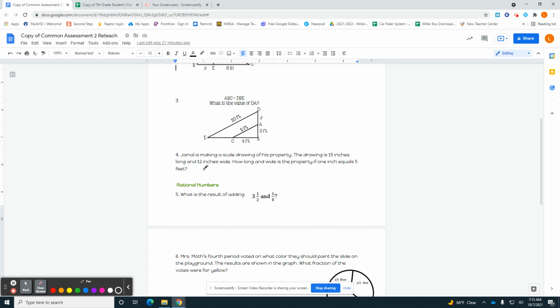So number 4 says Jamal is making a scale drawing of his property. The drawing is 15 inches long and 12 inches wide. How long and wide is a property if 1 inch equals 5 feet?